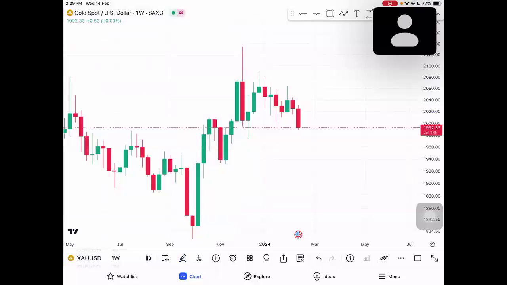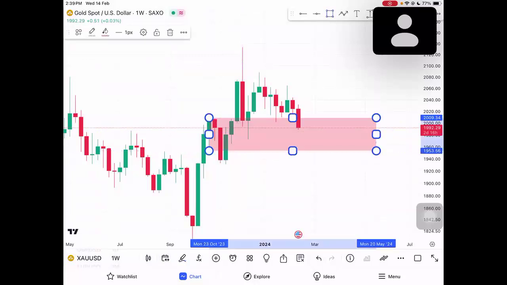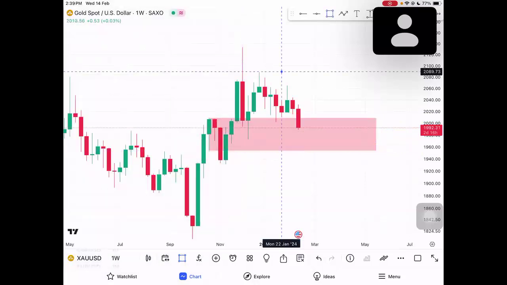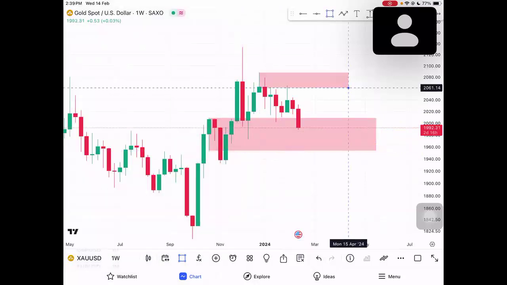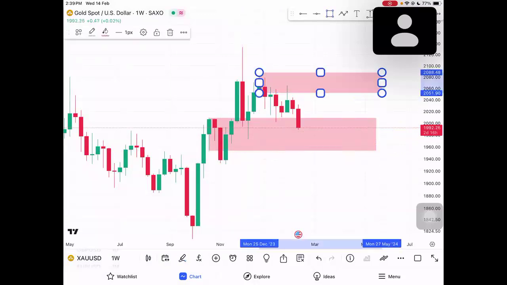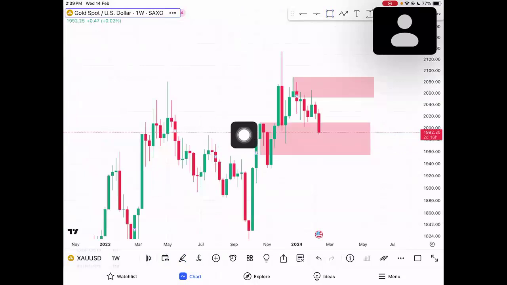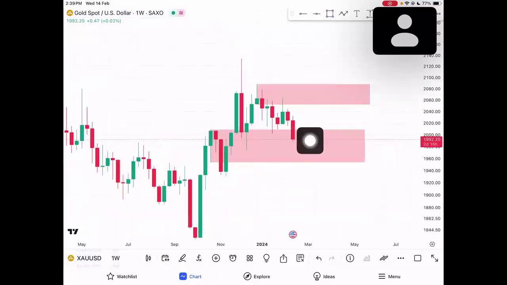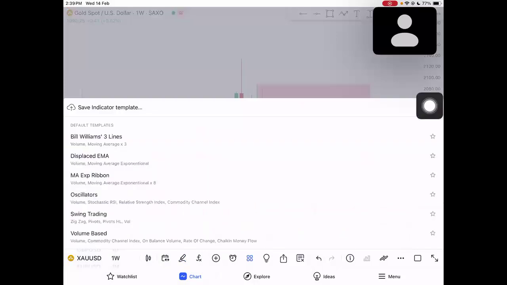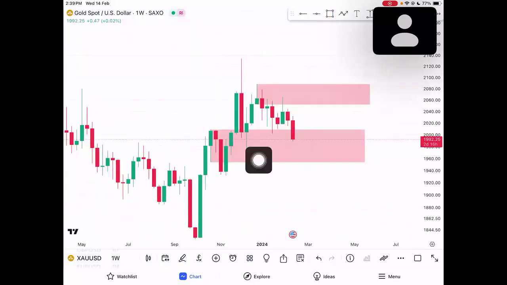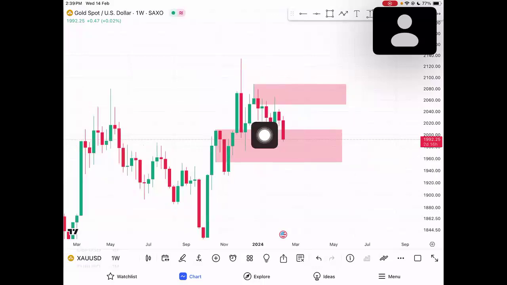Which setup do you want, buy or sell? Either one, whichever you can see as an example. The first one, buy or sell? We can go. Which one do you prefer? Do you want to see the buy setup or sell setup, where price is right now? Buy setup. Okay, buy setup.